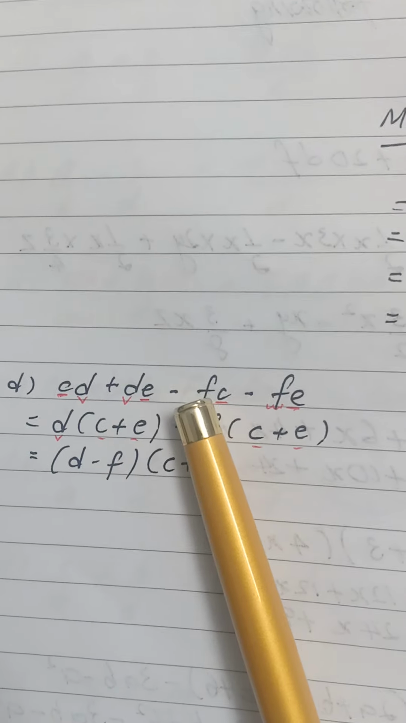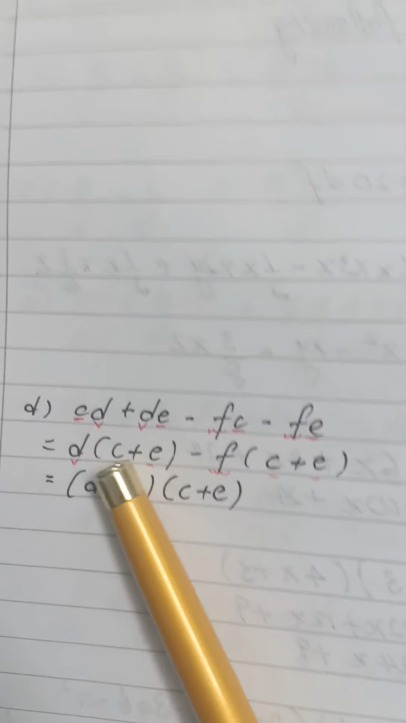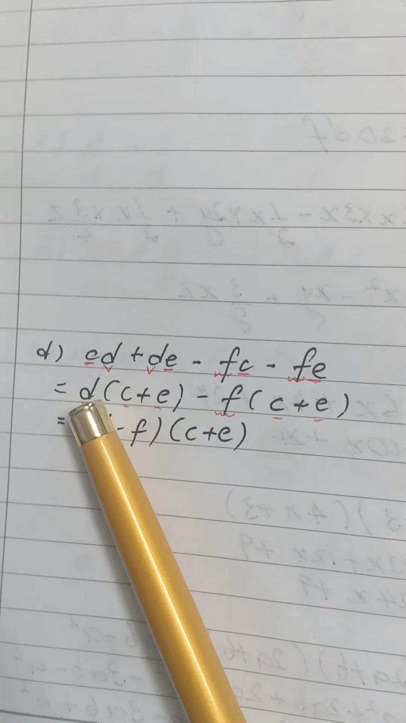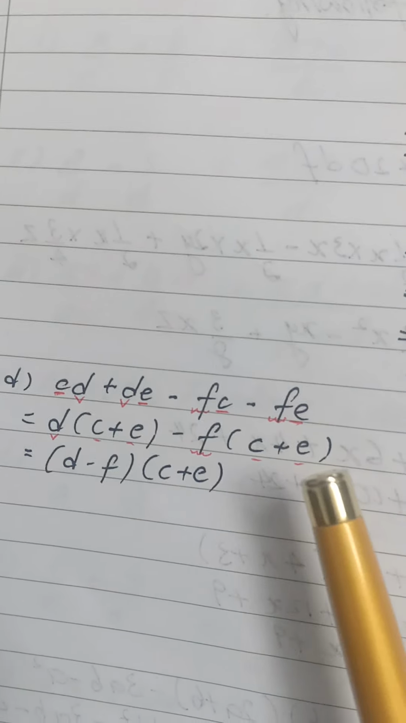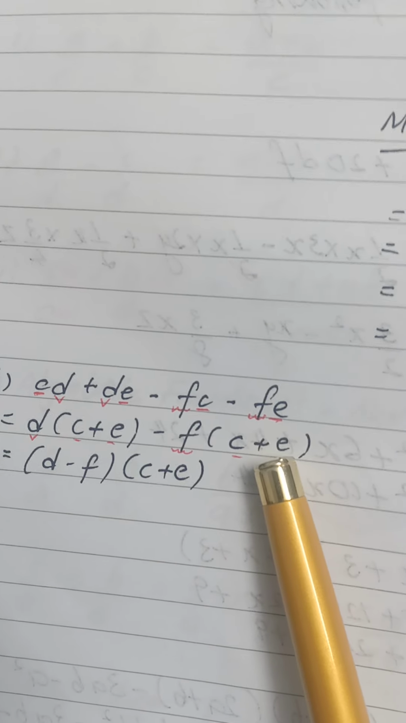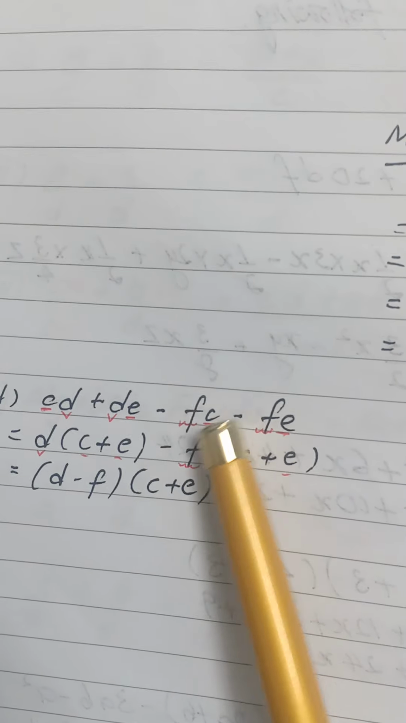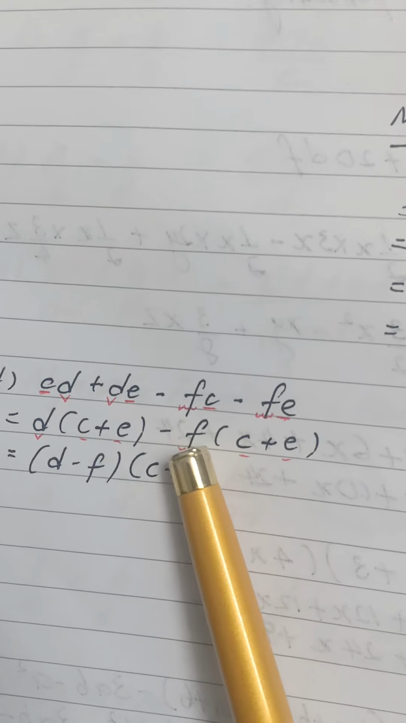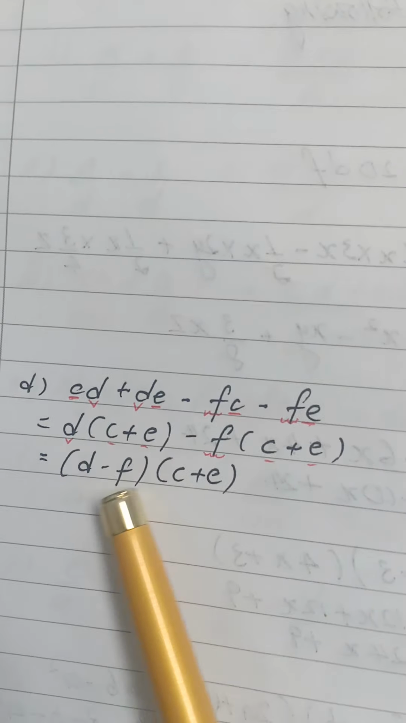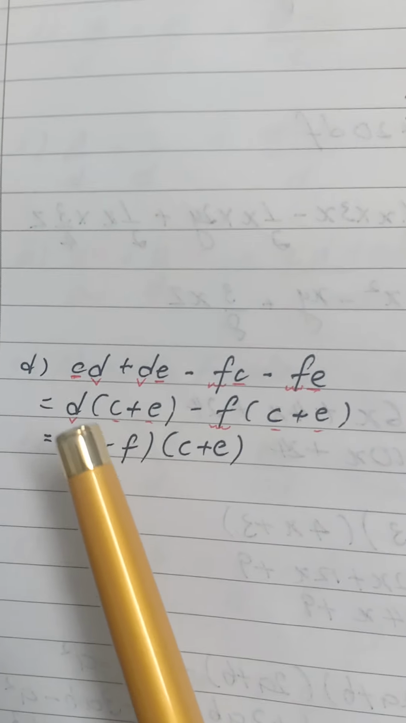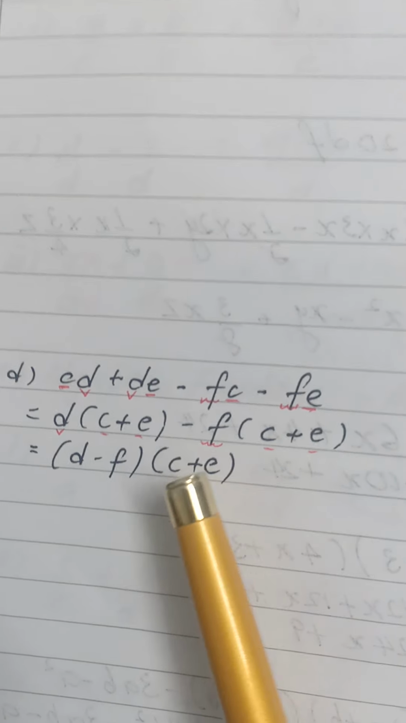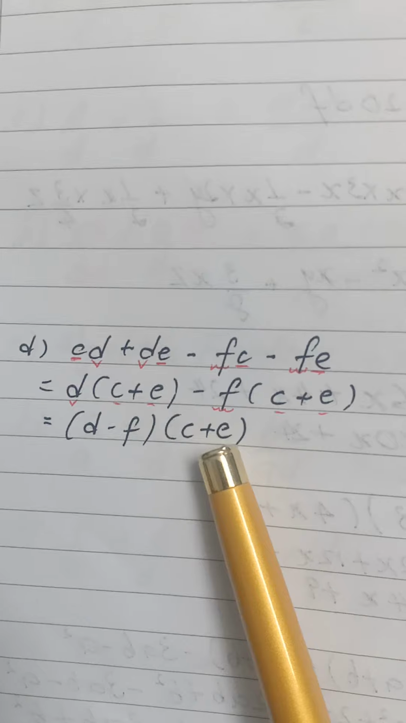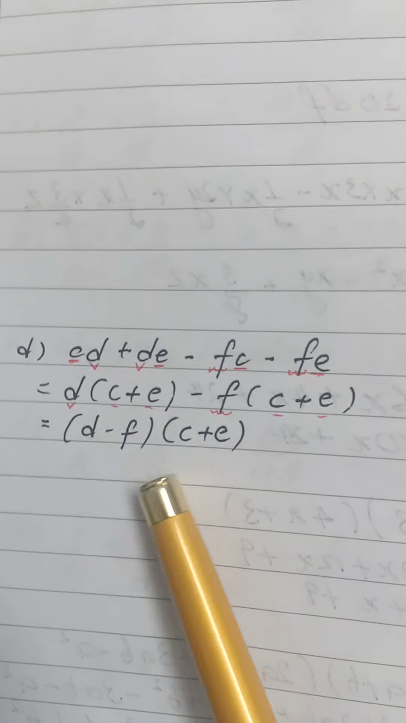CD plus DE minus FC minus FB. So the common one is D, bring out the D, so you get C plus E. Now when you get C plus E here, you must also get C plus E here. So the common factor is negative F. Can you see that? Bring that up. So you'll get 2 terms here. Can you see? One is D minus F, the other one, both these you put only one, C plus E. Can you see that? Right. So that is grouping.